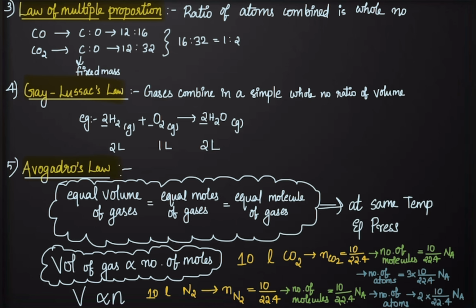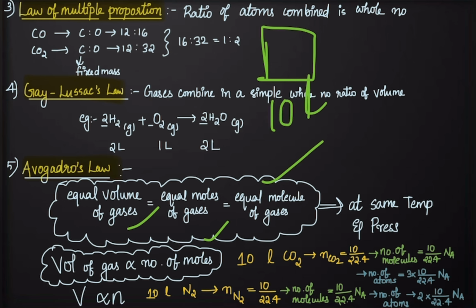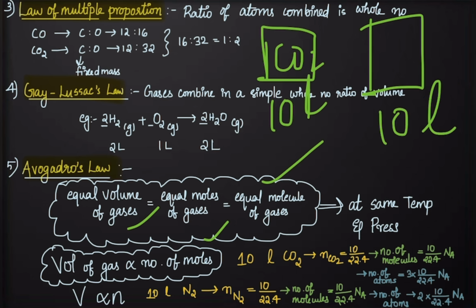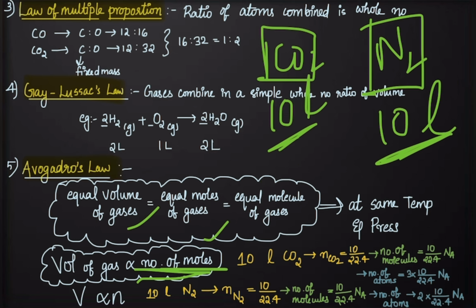And then comes Avogadro law. Avogadro law means equal volumes of gases contain equal moles, or equal molecules, of gases, irrespective of the gas. If in this vessel I take 10 liter carbon dioxide and in this vessel 10 liter nitrogen, then volume of gas is proportional to number of moles. The number of moles in both will be the same.